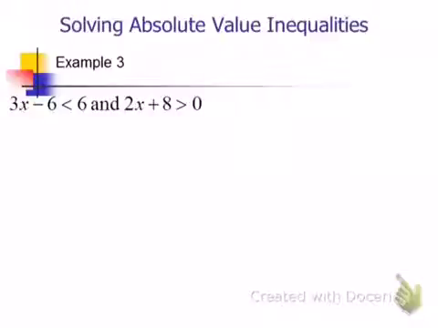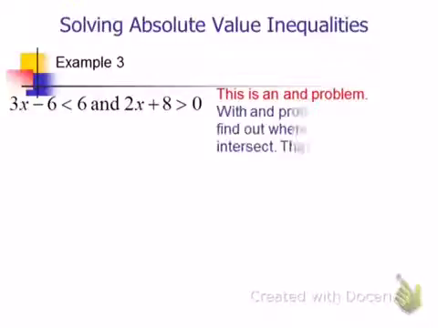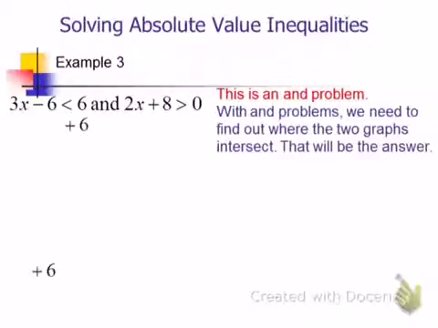Okay? Should have the inequality solved about now. What do we do on the left to solve that inequality? Add 6 to both sides, and that gives us 3x is less than 12. Divide both sides by 3, and we get x is less than 4.